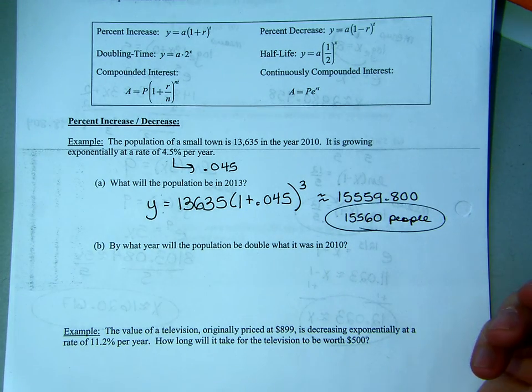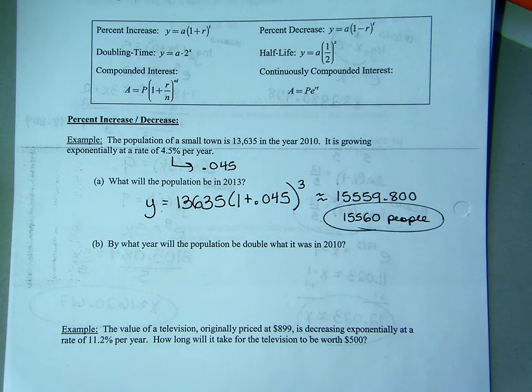Let me take a look at what you're doing. Not 13.635. That was the comma, not the decimal point.